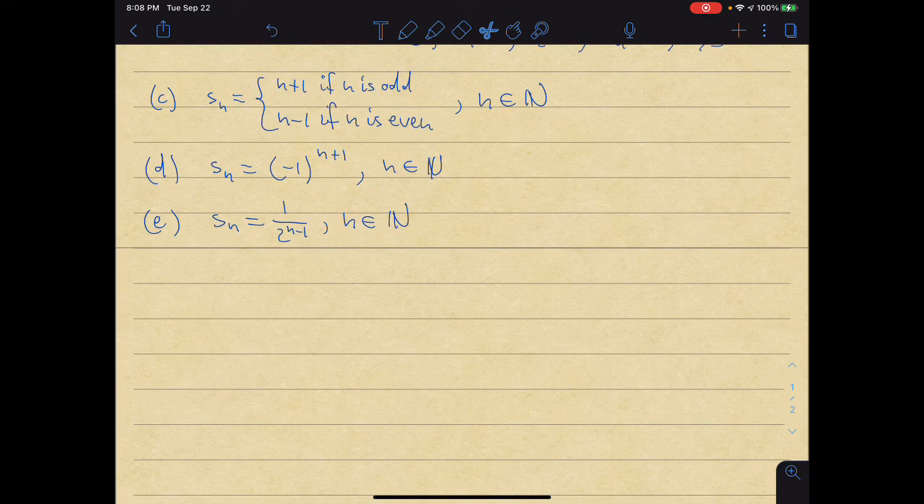Again, alternatively, I will just write sometimes this minus 1 to the power n plus 1 in curly brackets, right? That would again mean the same thing. Or minus 1 to the n plus 1, n from 1 to infinity. Again, this means that I have an infinite sequence. In this case, 1 over 2 to the n, n from 1 to infinity.